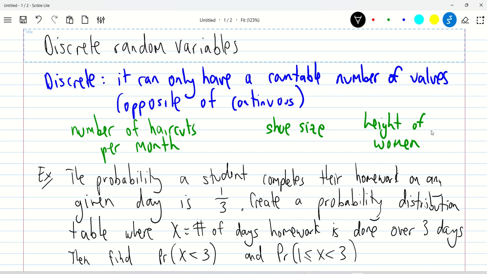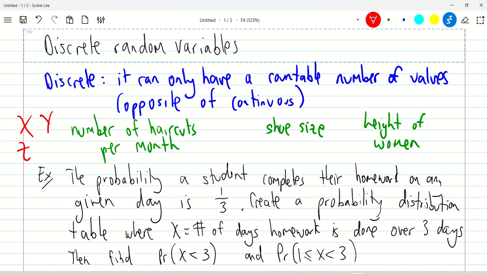Shoe size, if we asked a bunch of students what their shoe size was, that would be a random variable. Height of women in a workplace, they would all be random variables, and we can give those random variables a letter to represent them. So where in algebra we use lowercase ones, in probability we use uppercase, like capital X, capital Y, capital Z, etc. So capitals for random variables.